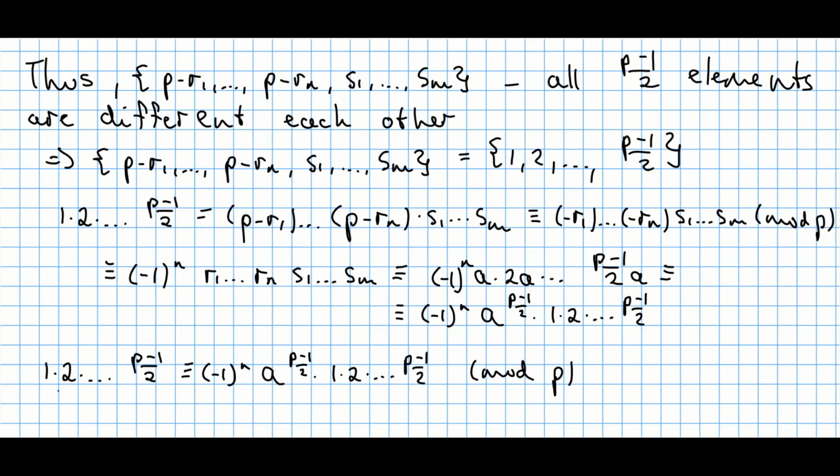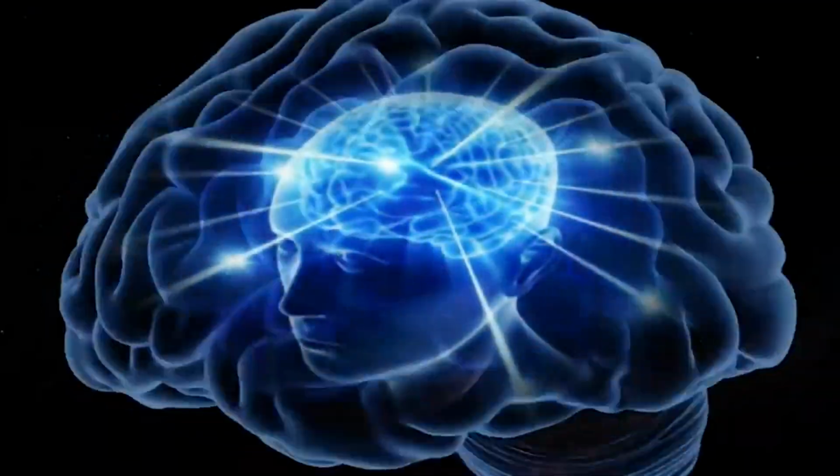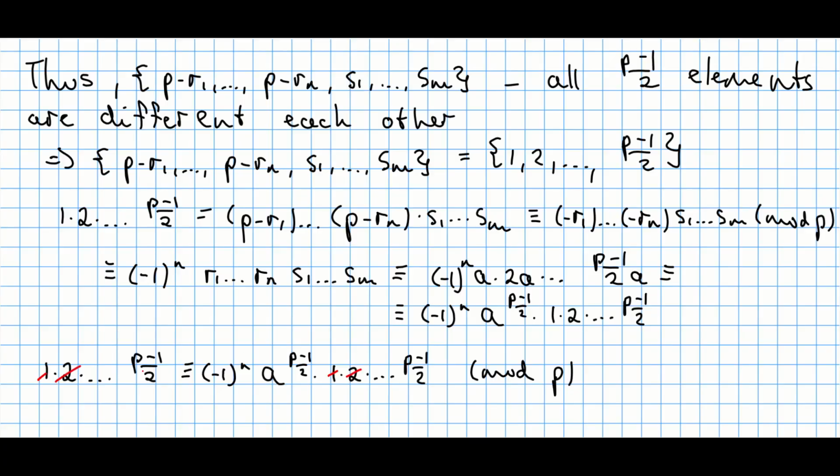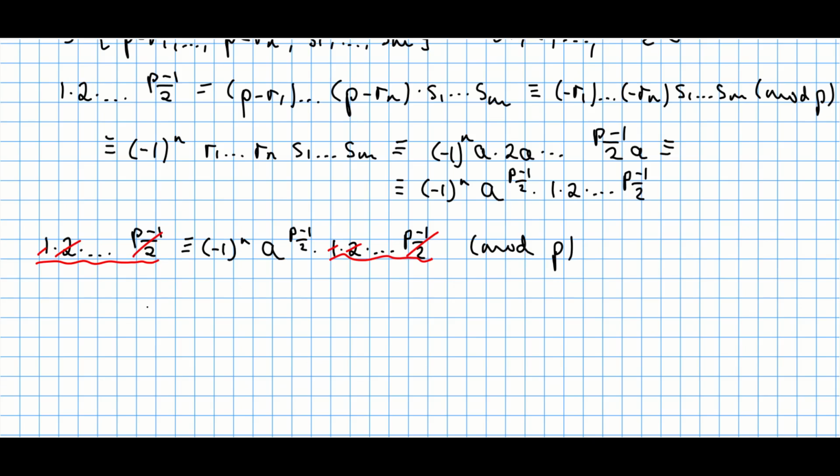So totally we have the following equation. If we multiply 1 to (p-1)/2, this is the same as negative 1 raised to the power of n, a raised to the power of (p-1)/2 times the same product modulo p. Now we know that each number from this list is coprime with p. So it means that I can reduce 1 from both sides, I can reduce 2 from both sides, and I can also reduce (p-1)/2 from both sides. So I can just reduce the whole product from both sides. And this leads to the following equation.